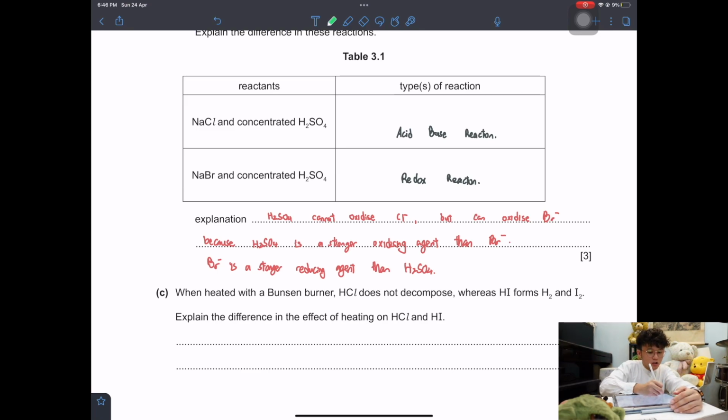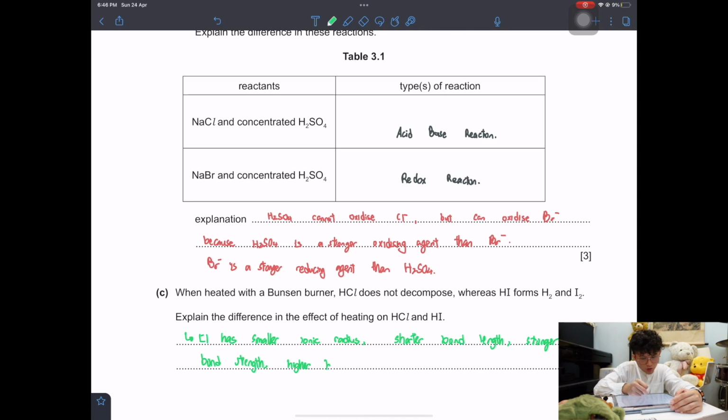That's it. So you can mention that Cl has a smaller ionic radius, so shorter bond length, or a stronger bond strength, right? Or you can mention you have higher bond energy, right? Okay, so this part is not hard. I believe it's doable. So once done, let's move on to part D.